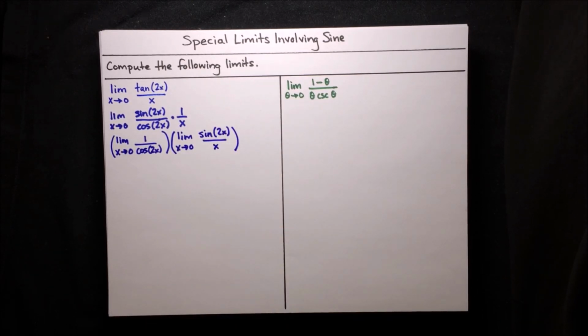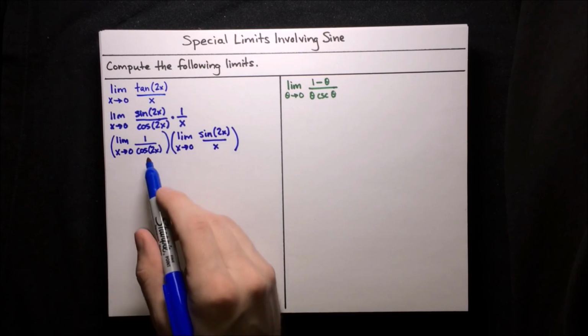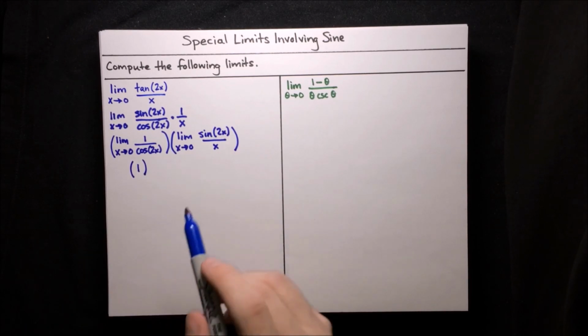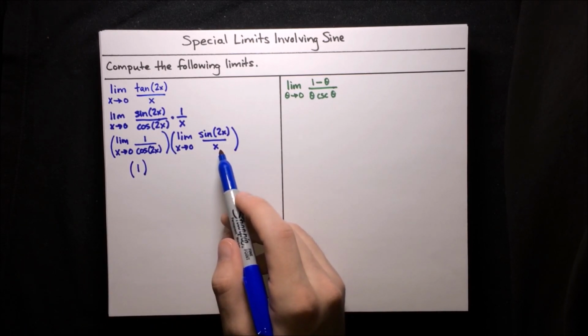Alright, so the limit as x approaches 0 of 1 over cosine 2x. That's easy, we just plug it in. Cosine of 2 times 0 is cosine of 0, which is 1. So this becomes the limit of 1 over 1, which is just 1. The second limit is a bit tougher, but we know how to deal with this from previous problems.